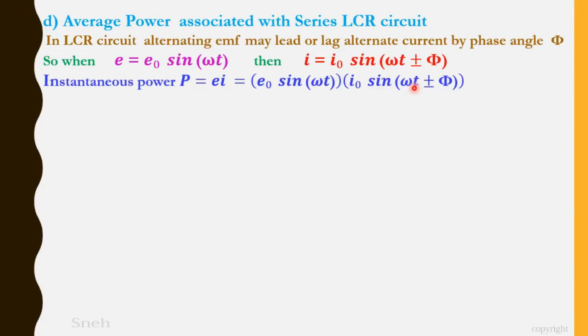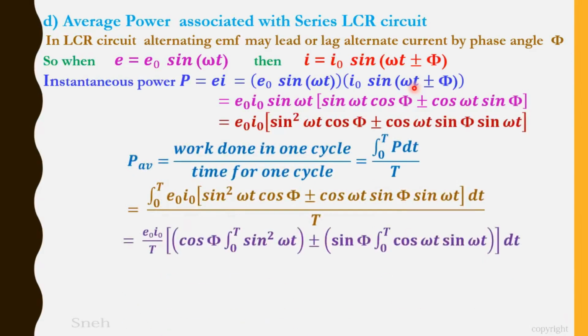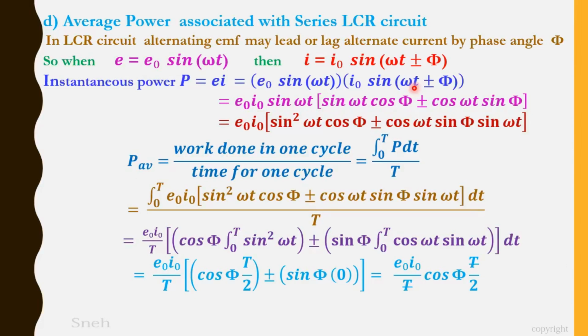The further procedure for determining average power is the same as earlier. We substitute values of E and I, and we solve the mathematical expression, and we come to the equation that power is given by E0 I0 upon 2 into cos phi. This t and this t are cancelled. So E0 I0 upon 2 we can write as E0 upon root 2 into I0 upon root 2, and due to that we can write this expression as P average is equal to ERMS into IRMS cos phi.